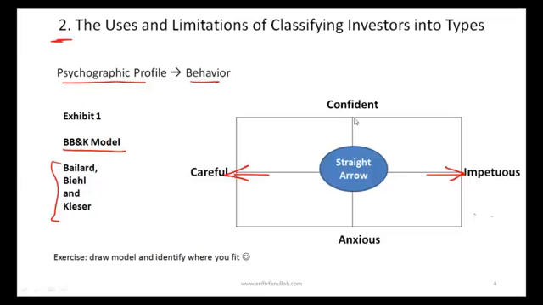The other dimension is the confident versus the anxious. So as we go up, we have people who are more confident. As we come down, we have people who are anxious, nervous, and so on.